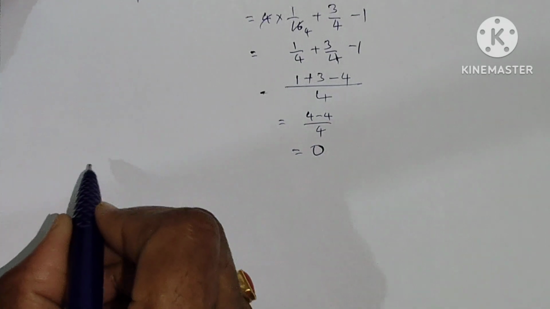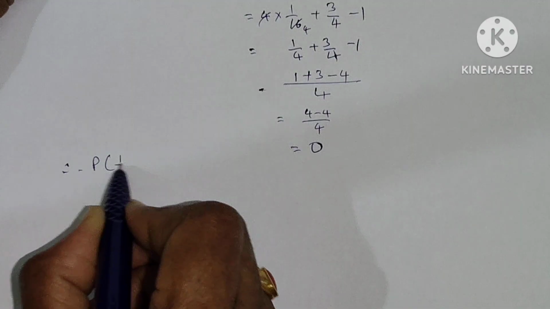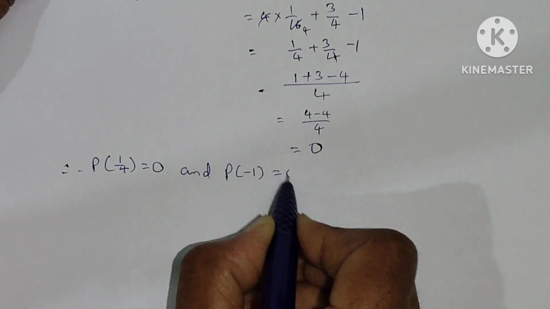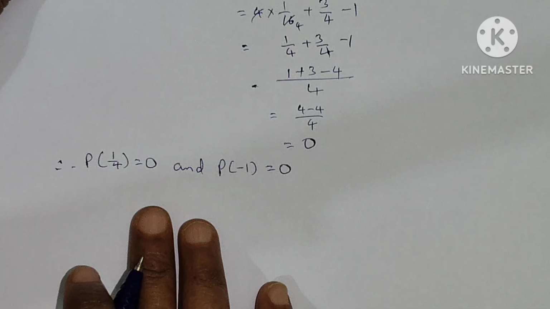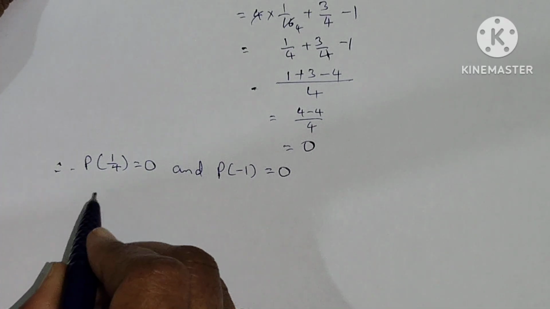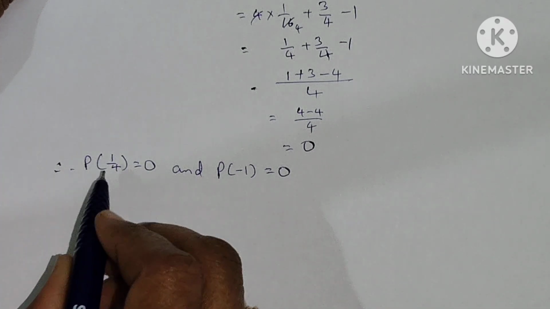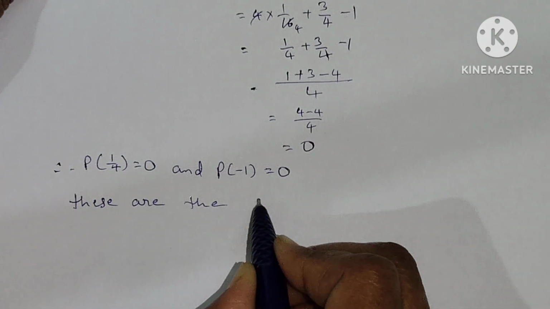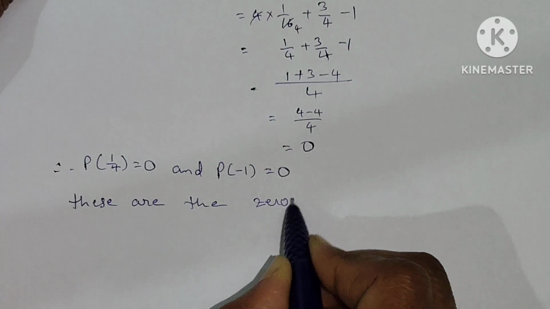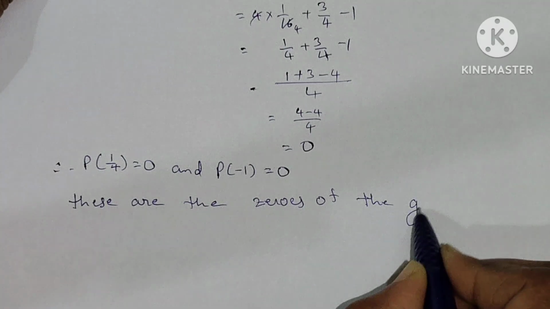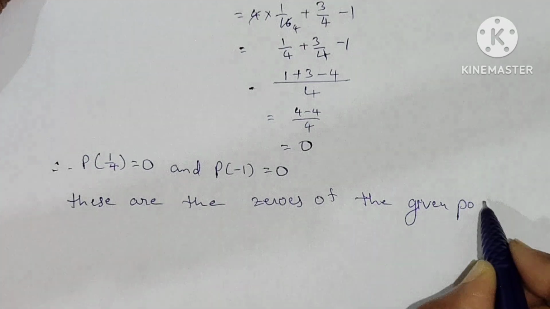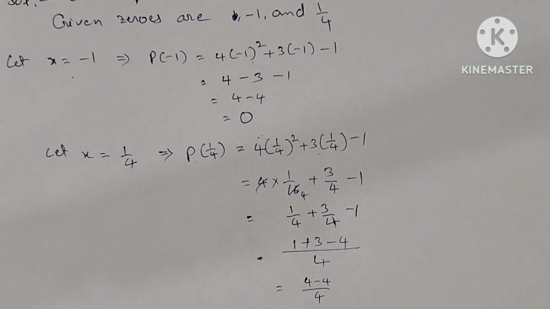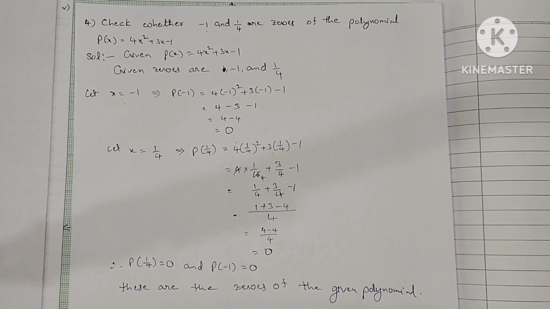Therefore p of 1 by 4 equal to 0 and p of -1 equal to 0. So these two are the zeros of the given polynomial. So this is the fourth one solution.